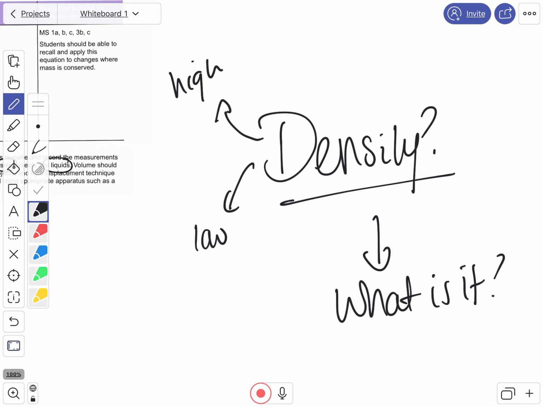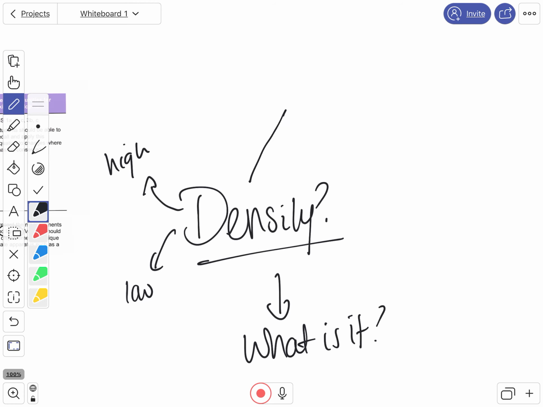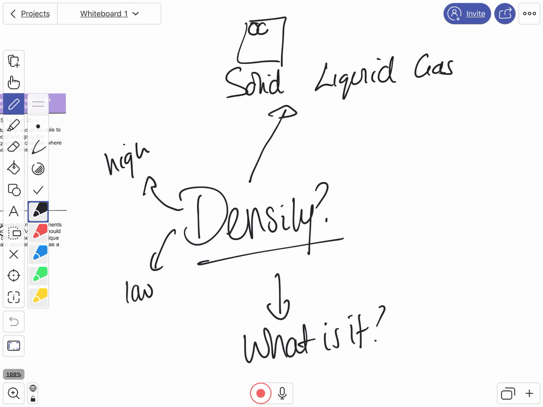So what is density? Before we go any further, I want you to draw me a picture of a solid, liquid and gas. See if you can remember how the particle model looks. So pause the video and have a little go. So our solid, remember all the particles are together. You should have paused by now and come back. Liquid and our gas, the particles are really far apart.